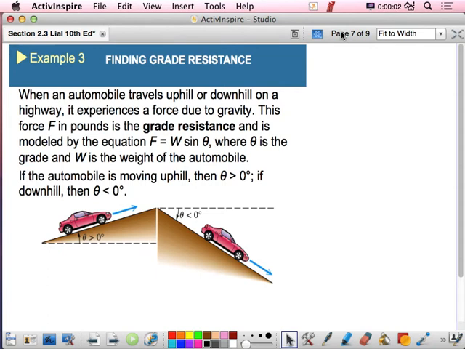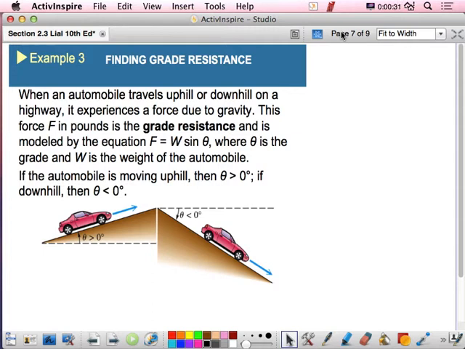Pretty useful, and it's used all the time in engineering. One of the things we use it in is when we build roads. When an automobile travels uphill or downhill on a highway, it experiences a force due to gravity. This force, we'll call it capital F, is measured in pounds in the United States, and it is called the grade resistance. And it can always be found by the equation force equals W times the sine of theta, where theta is what we call the grade.